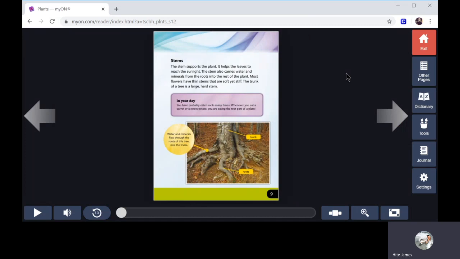Stems. The stem supports the plant. It helps the leaves to reach the sunlight. The stem also carries water and minerals from the roots into the rest of the plant. Most flowers have thin stems and are soft yet stiff. The trunk of a tree is a very large, hard stem. In your day, you have probably eaten roots many times. Whenever you eat a carrot or a sweet potato, you're eating the root of the plant. Water and minerals flow through the roots of this tree and the trunk.